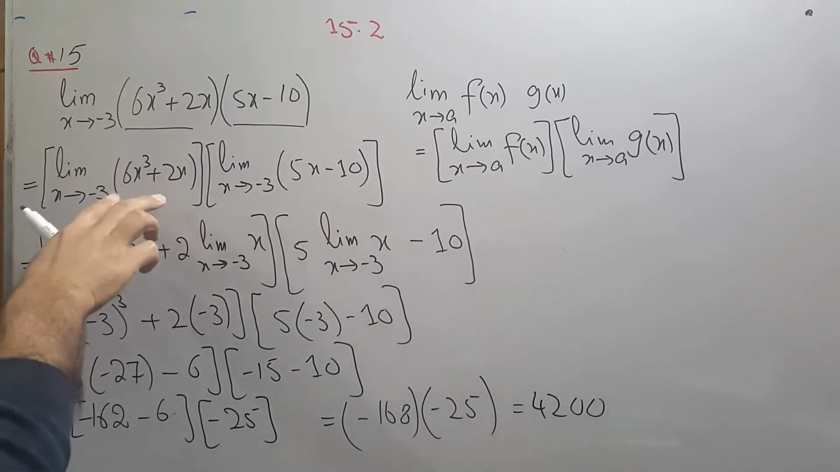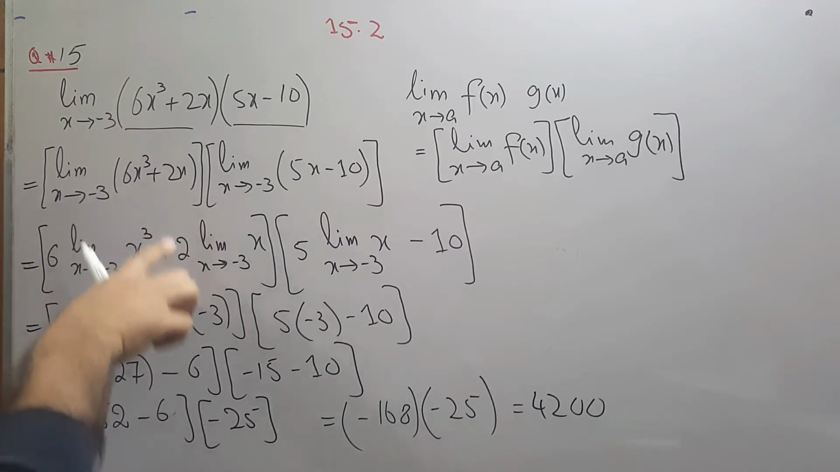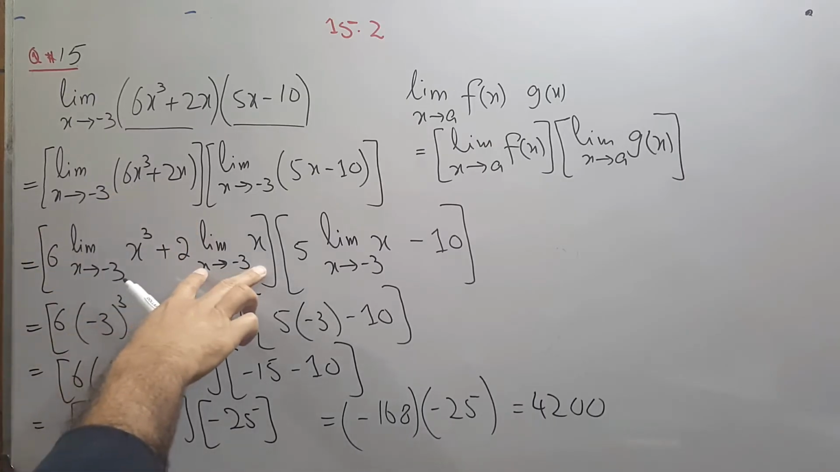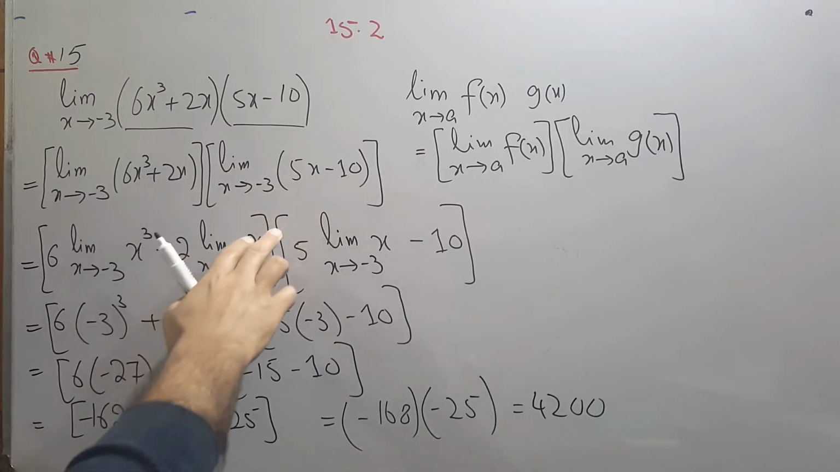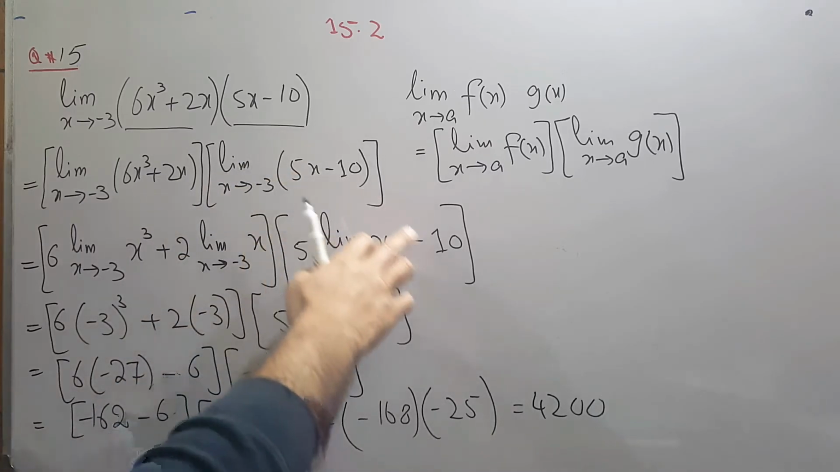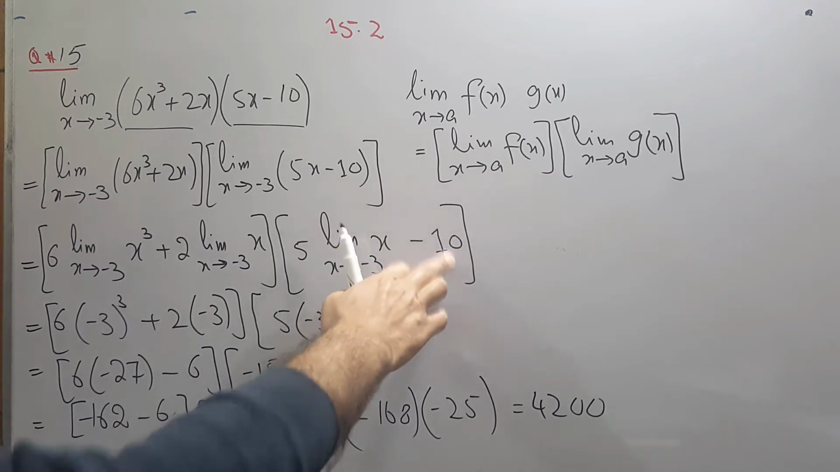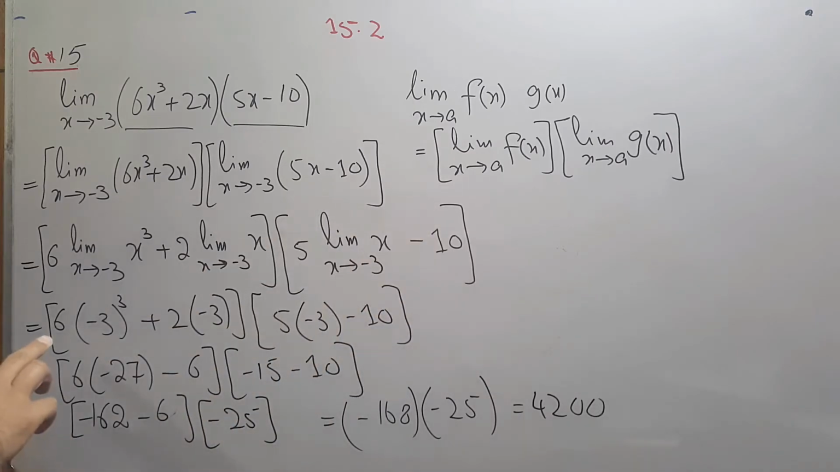Now again, using the old property, 6 comes in front, or you take it out and apply the limit on x cubed. 2 comes in front, you apply the limit on the x, and then multiplication, then 5 comes in front and you apply the limit on x, and minus 10 is a constant, so the limit of a constant is the same constant. So we write that as it is.